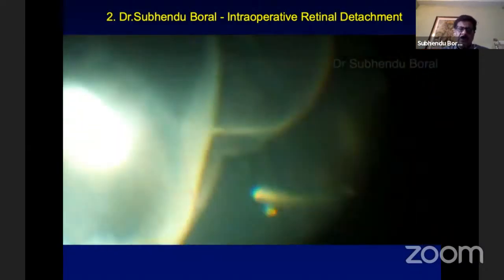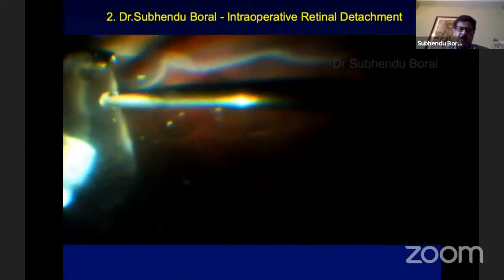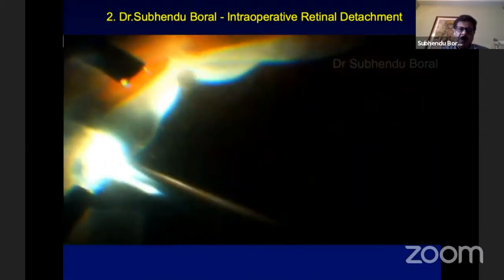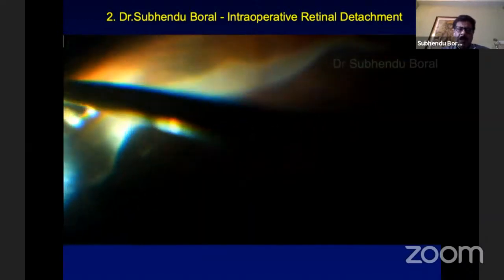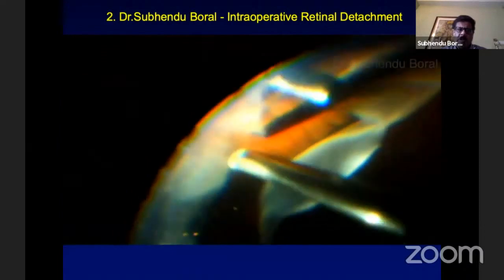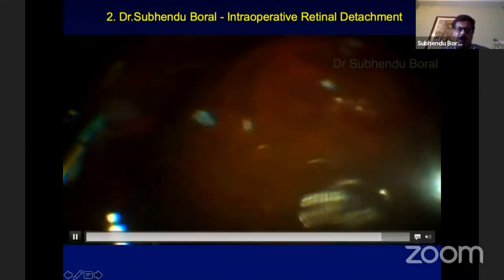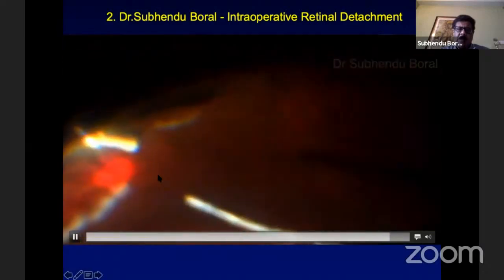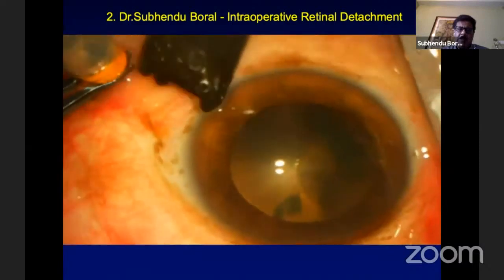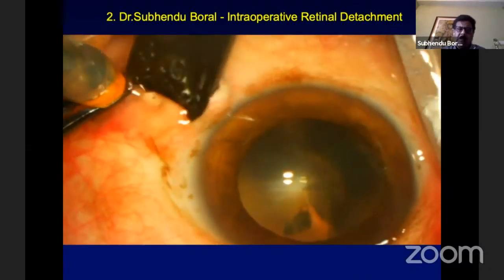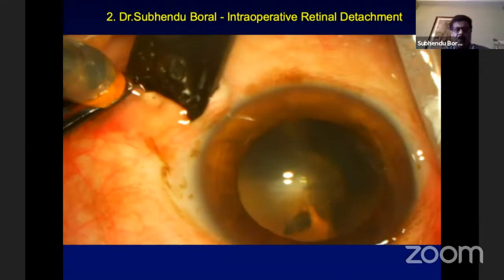You can see. Then I injected PFCL to settle the retina. There's a large break in the infratemporal periphery. I completed the dissection around the infusion cannula. Infusion cannula almost gone, just posterior to the ora serrata, and I started doing fluid exchange, settled the retina nicely, and did laser around the breaks as well as 360 periphery. And I've seen my infusion cannula was just beyond 4 millimeter.